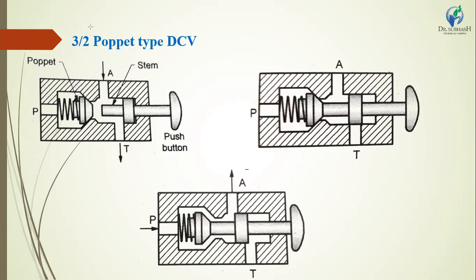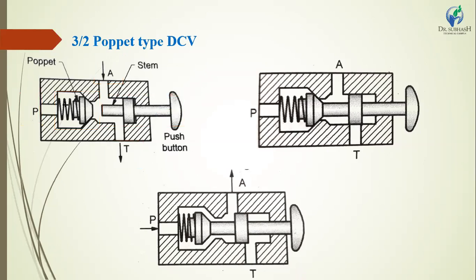First, on the construction side, we have to show that port P is directly connected to the hydraulic pump. Here T means oil returns to the tank, and port A is connected to the hydraulic circuit. This is a conical poppet operated by the spring. Here there is one push button to rotate up to reciprocate motion in the left and right direction to open and close the poppet valve.